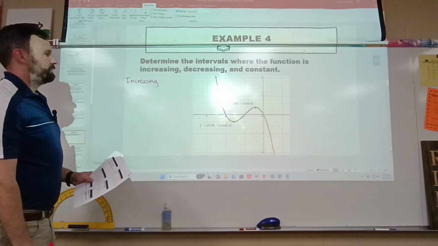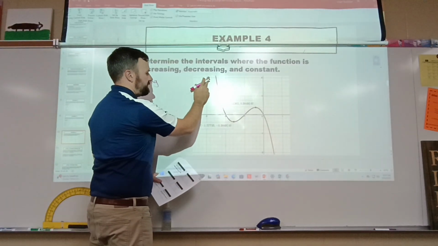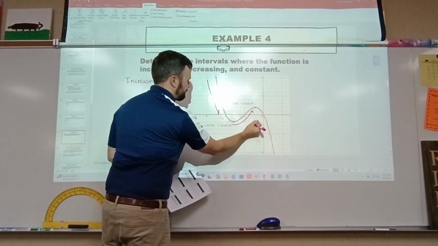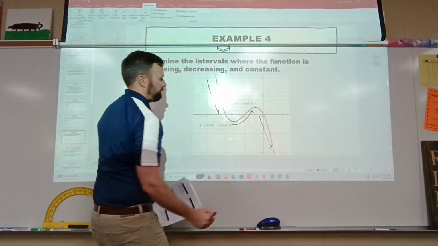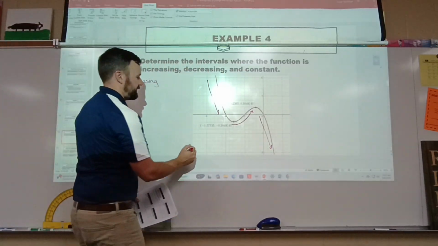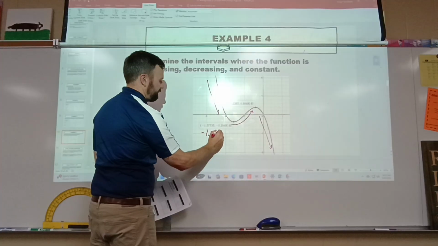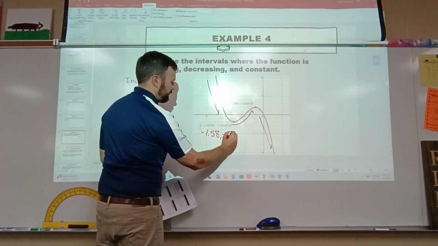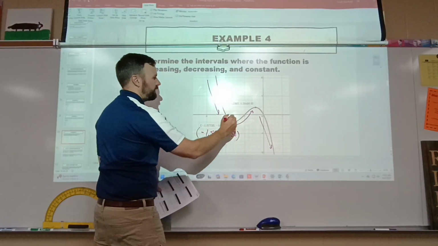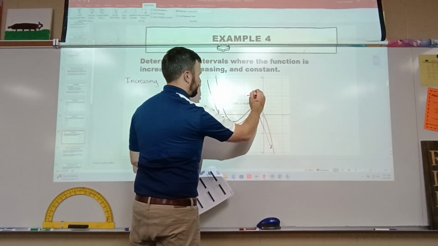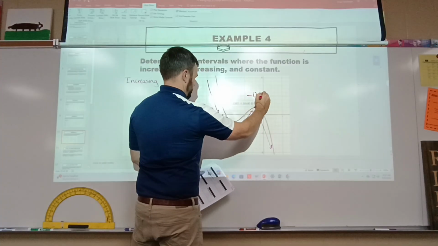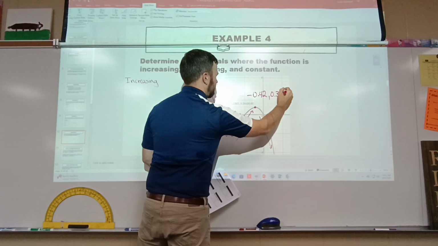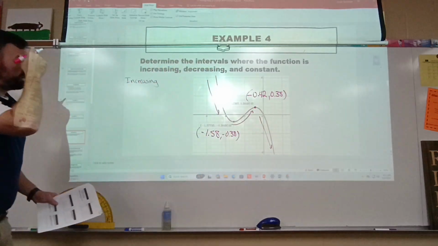Okay. So I'm going down, then I'm coming up, and then I'm going back down, right? I know it's hard to see. These are negative 1.58, we'll call it, comma negative 0.38. That's that point, and this point is negative 4.2 and 0.38. So that's what those points are.